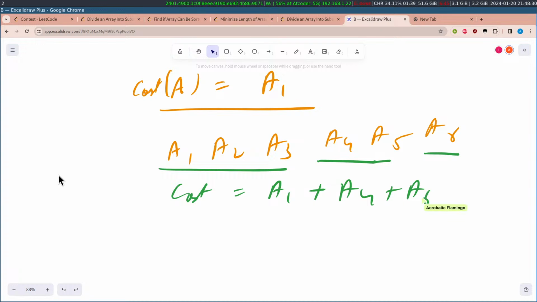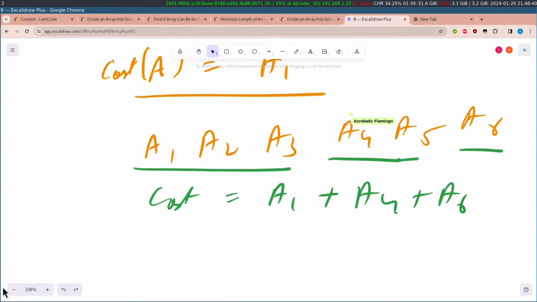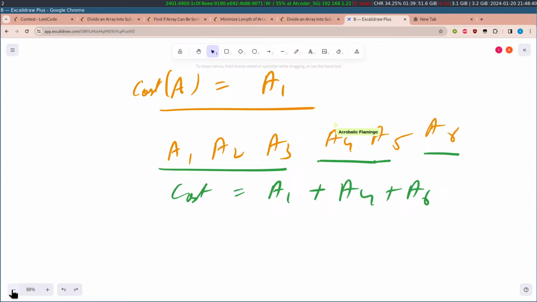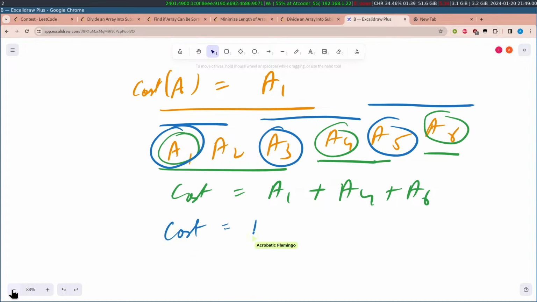The first element of the first array would be A1, the first element of the second array would be A4, and the first element of the third array would be A6. Another possible way to divide this is to take A1, A2 as the first array, A3, A4 as the second array, and A5, A6 as the third array. In that case, the cost would be A1, A3, and A5. You can try out different possibilities over here.